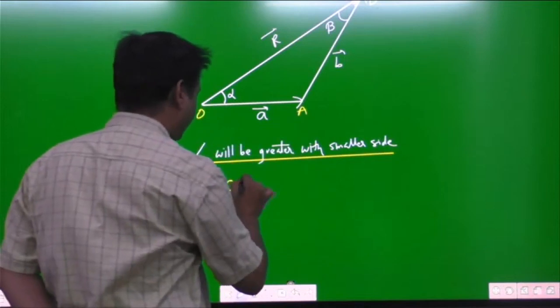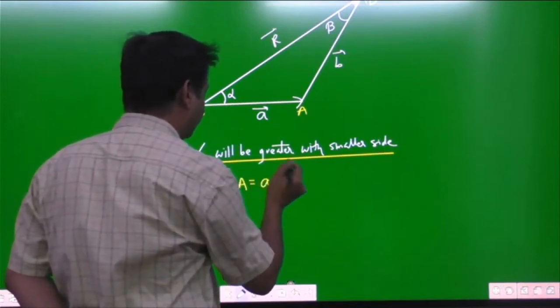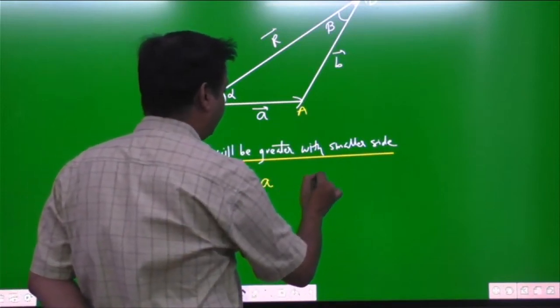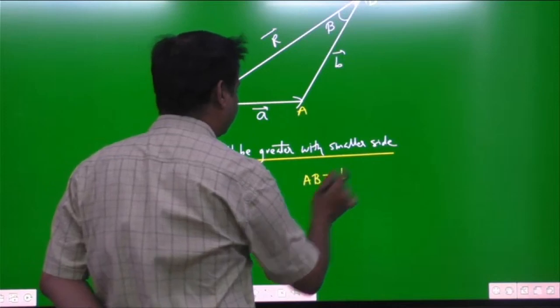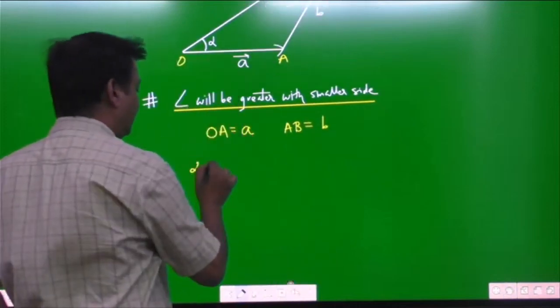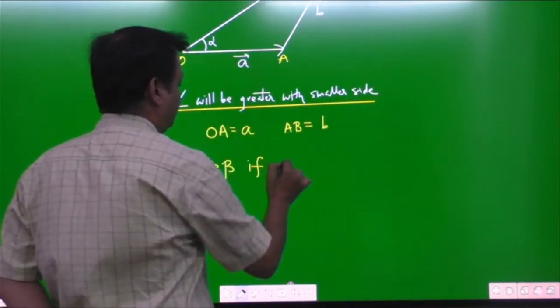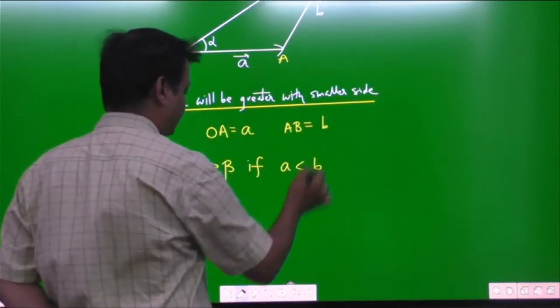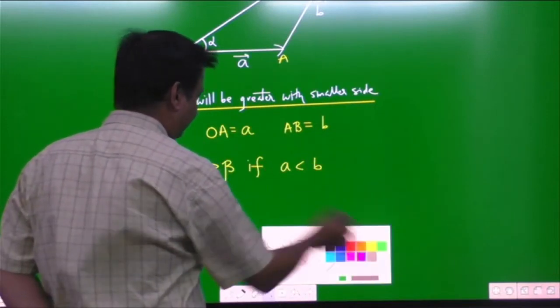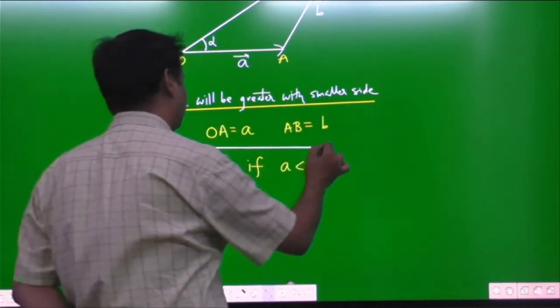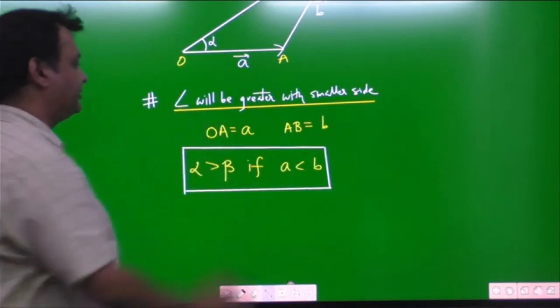Your OA will have the magnitude of vector A, and AB will have a magnitude of vector B. So alpha will be greater than beta if A is less than B, correct? With the smaller side, the angle will be greater. So alpha will be greater than beta if A is less than B.